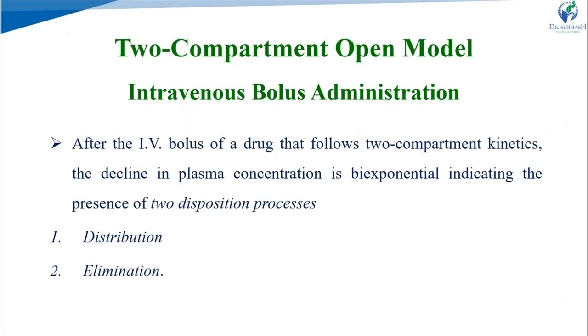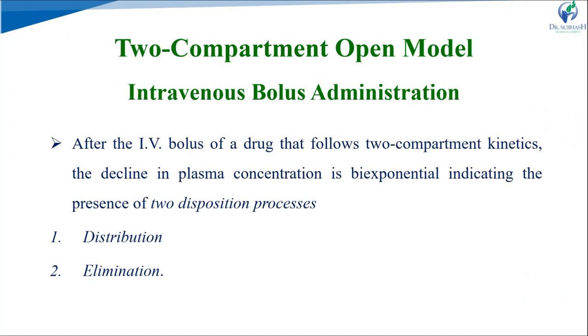So, the two compartment model. Similar to the one compartment open model, where we have already seen IV bolus and extravascular administration, in the same way we look at the two compartment open model with IV bolus. After an IV bolus of a drug that follows two compartment kinetics, the decline in plasma concentration is bi-exponential, indicating the presence of two disposition processes. The first is distribution, and the second is elimination.